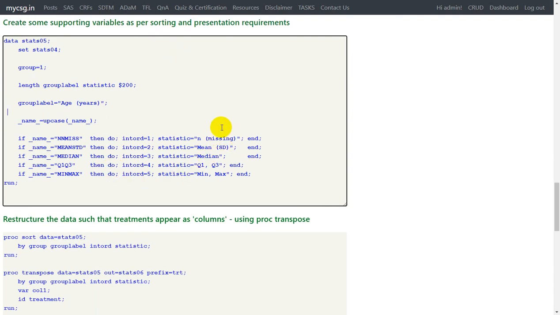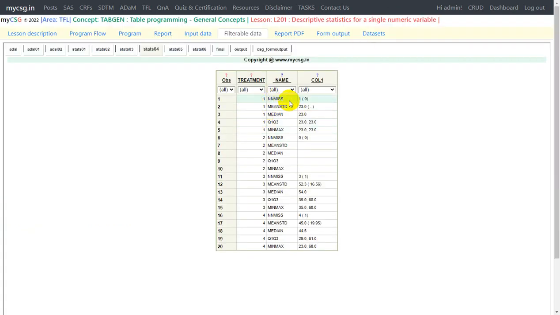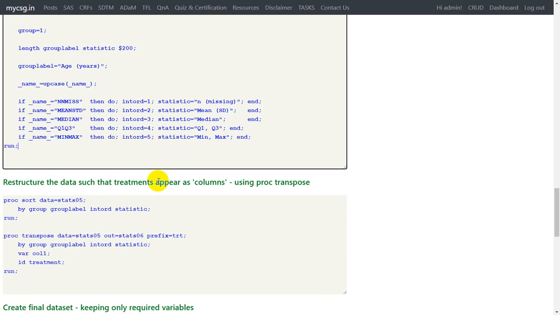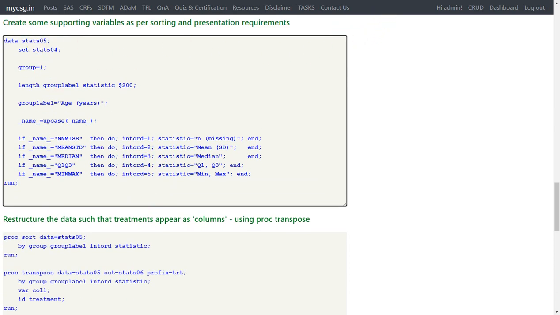And then we were supposed to present the statistic in a specific text format. So we are now making use of this variable's values. Whenever this is n and miss, we are converting that into n (missing) within the parentheses. At the same time, we need to present these rows in a specific order. So what we are trying to do here is create that internal order variable so that the statistics are organized as in the shell requirement. And then now let us take a look at the stat05 dataset.